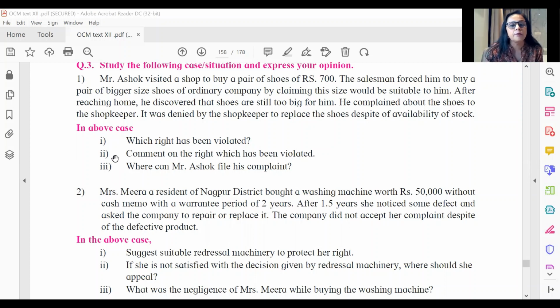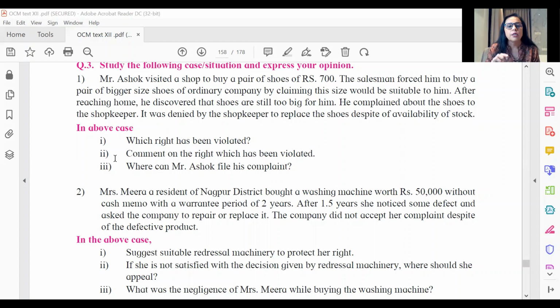Second, comment on the right which has been violated. In other words, you are required to explain 2 lines on right to choose. You must know that just like you have a short note on rights of consumers, which is important in a board, one of that right has been asked in a case study question as well. So just a few lines on right to choose has to be written here.